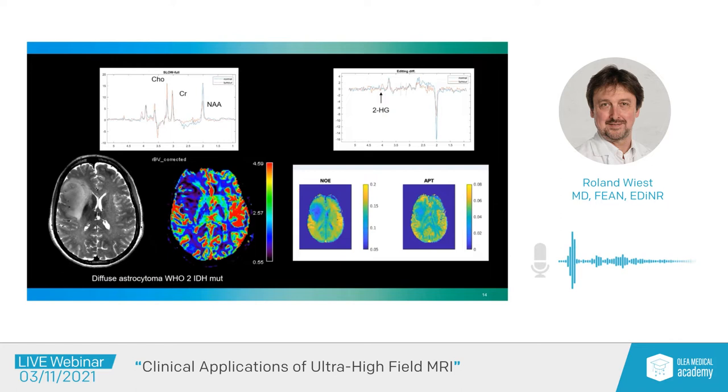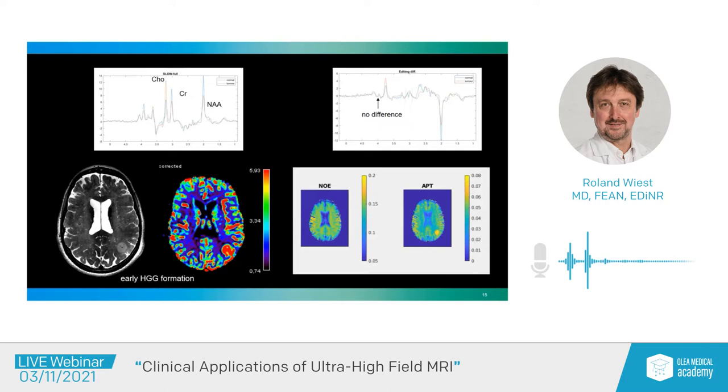On the other hand, to contrast this, here you can see a more aggressive one. This is a very early tumor, a very early high-grade glioma formation. You can see the hyperperfusion over here. You can see the increase in the APT concentration here in the cyst, and you can also see that there is no 2-hydroxyglutarate peak over here. So all the different fingerprints indicate that this is a potential high-risk tumor.